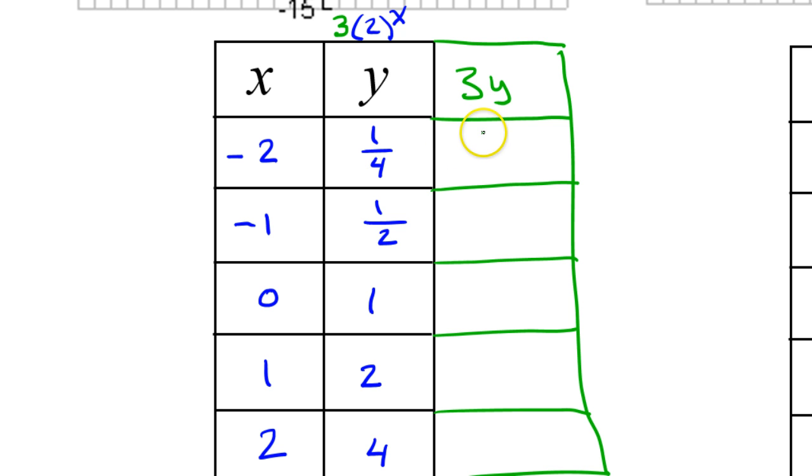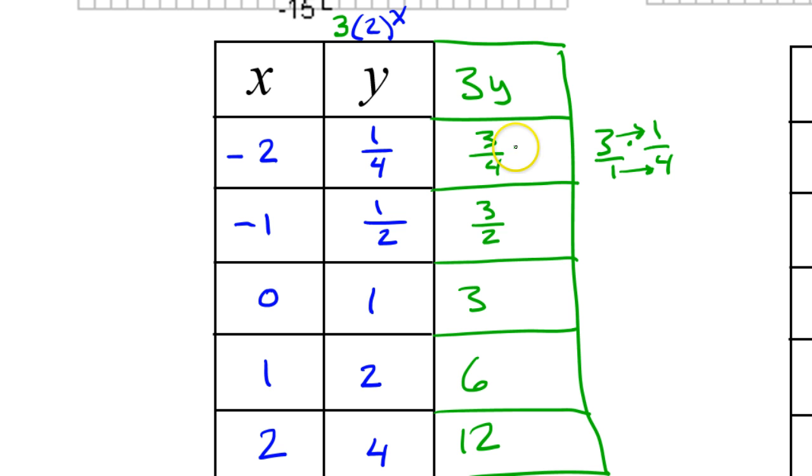So 3 times 1/4 is 3/4. To be clear, I'm doing 3 times 1/4, and that's like having 3 over 1. And I'm multiplying straight across. 3 times 1 is 3. 1 times 4 is 4, so that's why it's 3/4. Similarly, 3 times 1/2 is 3 over 2. And then 3 times 1 is 3, 3 times 2 is 6, and 3 times 4 is 12.